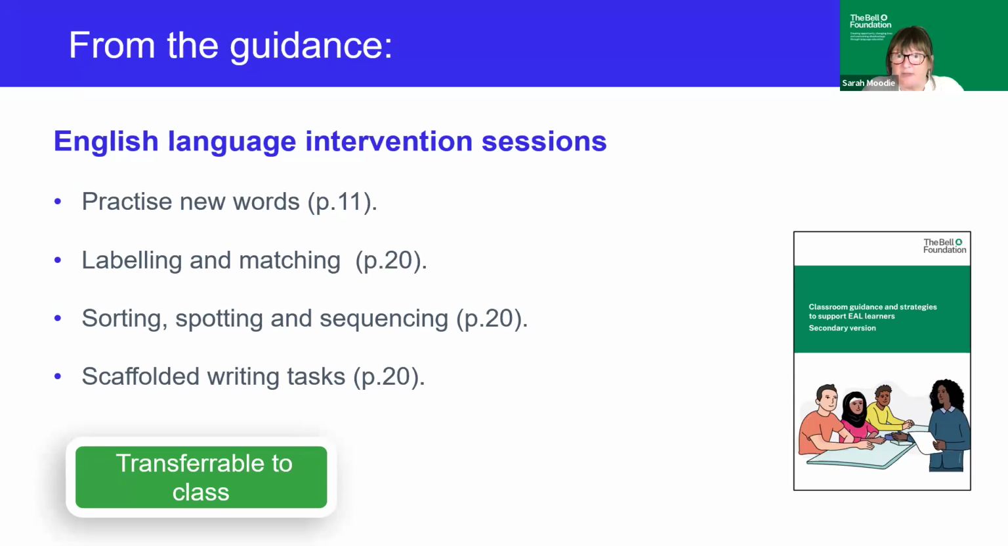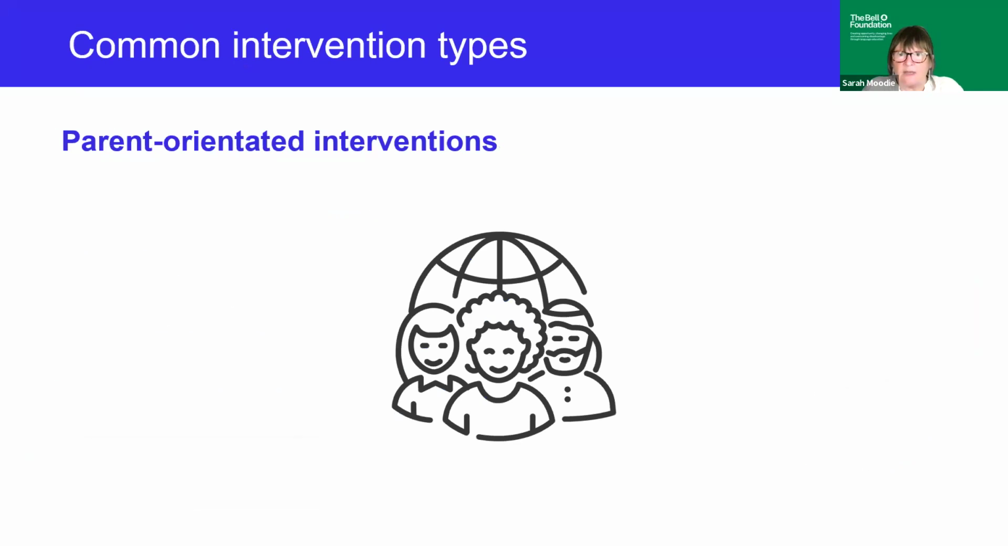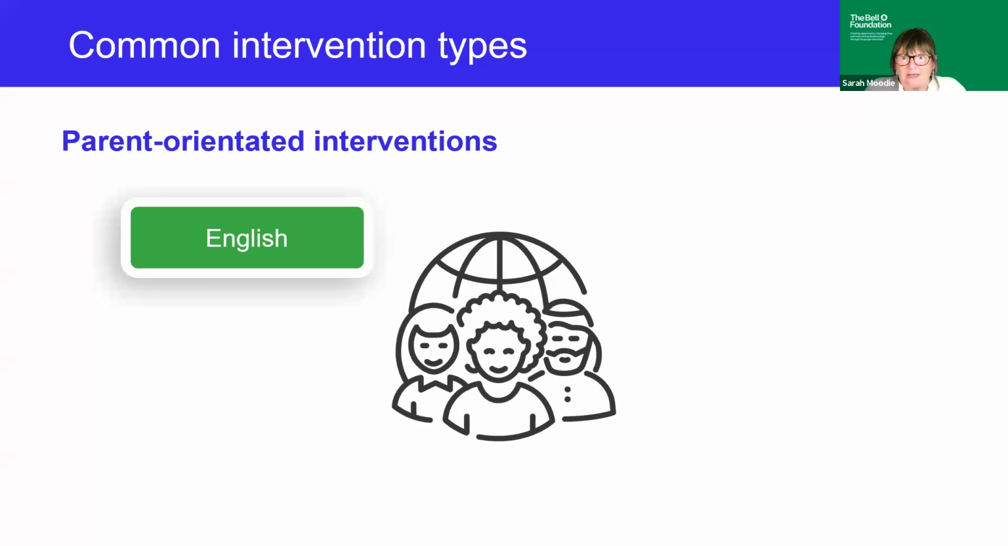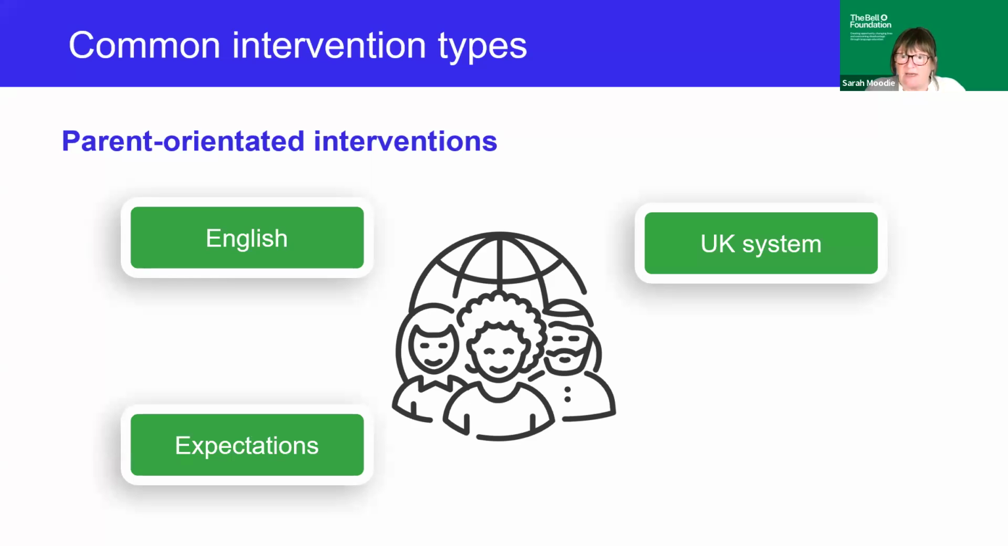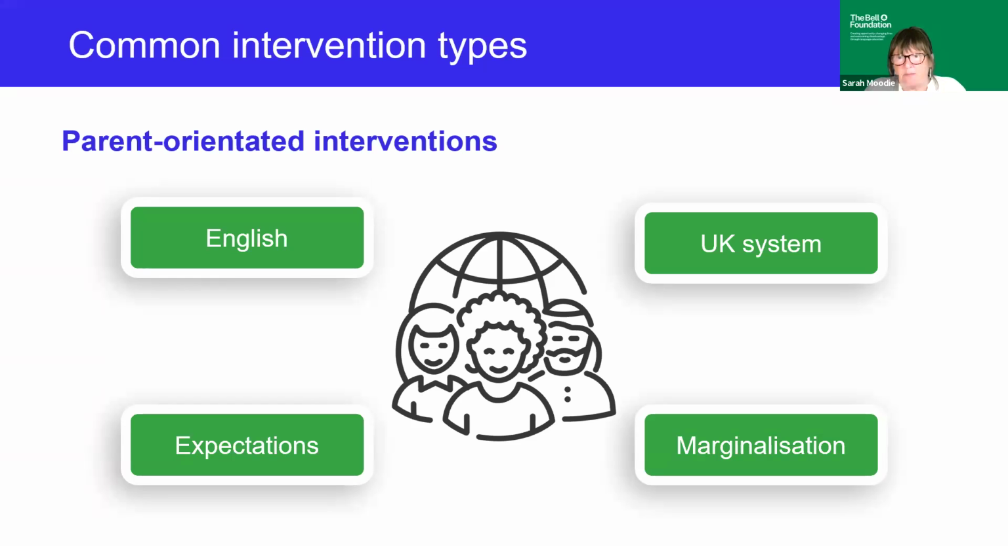Okay, and last of these is the parent-orientated interventions, because fostering a strong and mutually respectful relationship between parents and schools will really benefit the parents, the schools, and the learners. In the case of the parents of newly arrived children, there may be additional considerations, and they include the parents' own levels of proficiency in English, their familiarity with the UK system, and their expectations and aspirations around school, and sometimes also feelings of marginalisation, particularly in quite hostile anti-immigrant communities that we have today in places.